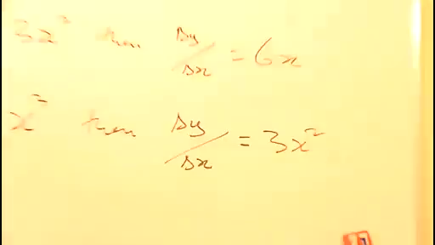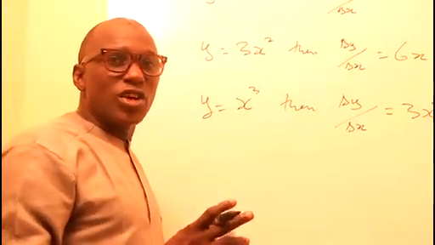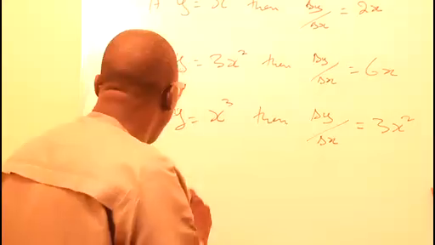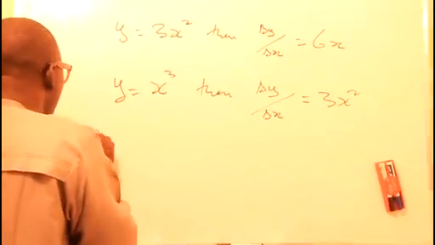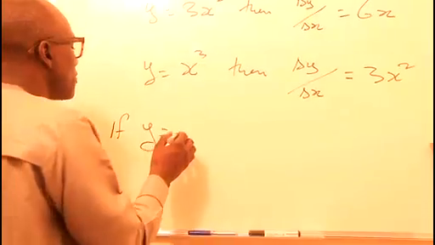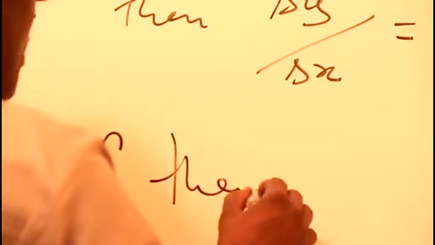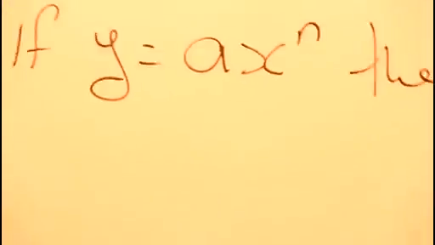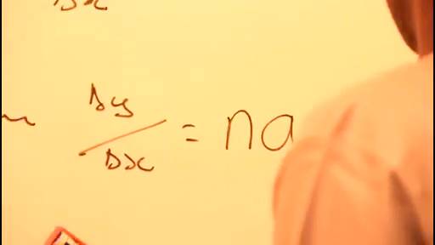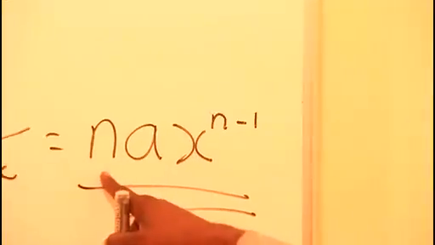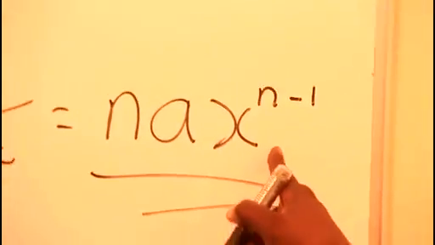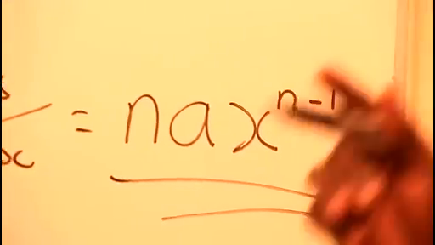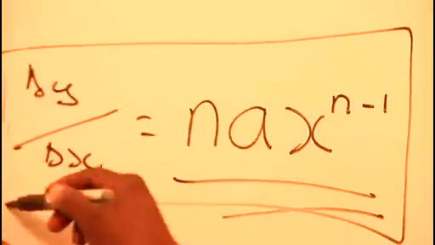Now from this, we can have a very simple deduction that will lead us into what we call the general power rule. It means if y is equal to ax raised to the power of n, then dy over dx will be equal to nax to the power of n minus 1. The power will be multiplied by the coefficient and the power will reduce by 1. This is called the power rule.